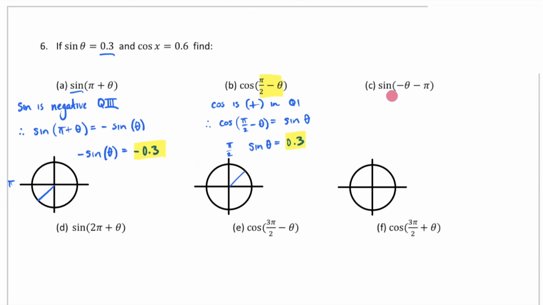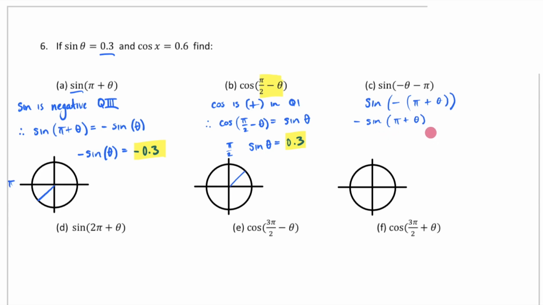Let's now answer our third question, sine of negative theta minus pi. Well, I'm first going to take out this negative. So I'm going to rewrite this as sine of negative, and then I'm also going to swap around these positions. So I'm going to get pi plus theta. Now I know because I'm dealing with sine, I can take this negative out to the front, and I'm going to be left with this.